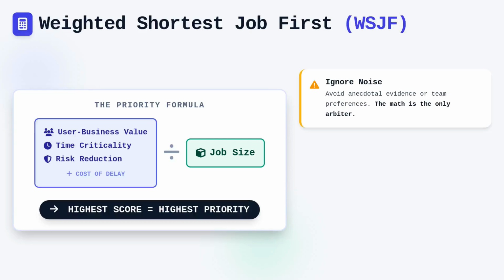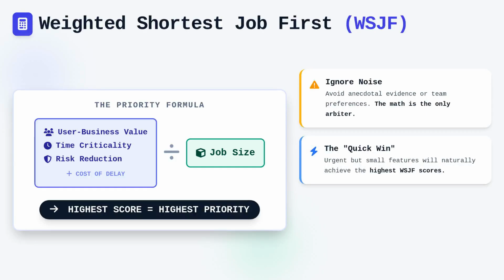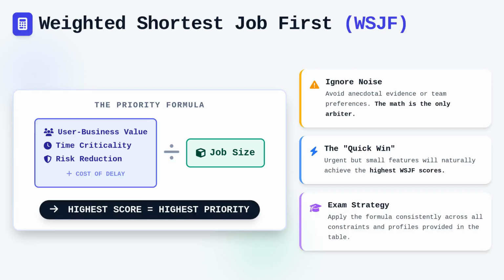If the scenario suggests that a specific feature is urgent but small, the WSJF score will naturally reflect that high priority. Mastering this calculation is a matter of applying the formula consistently across various constraints and economic profiles.